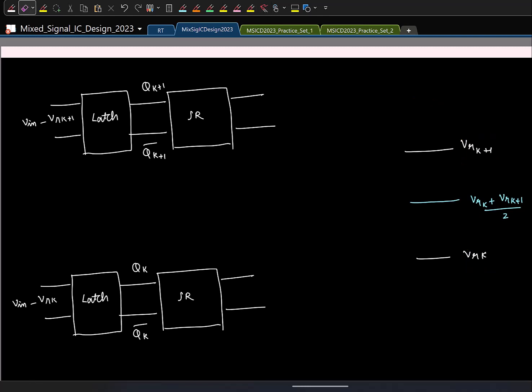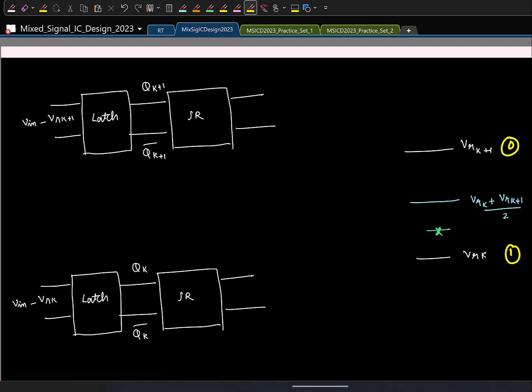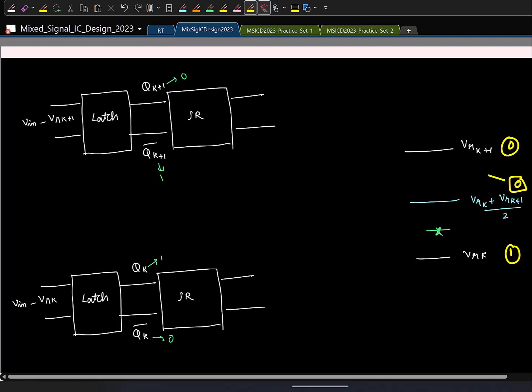So the issue comes when the input is lying somewhere in this range. Okay, so now let us say I consider the input to be lying somewhere here. What will be the output of the kth comparator? That will be 1. What will be the output of the k plus 1th comparator? 0. So let me also mark that. So this guy is 1, this is 0. Fine. And if the input is lying here, what should be the output of this comparison? 0.